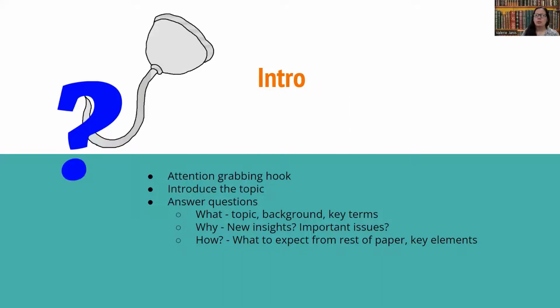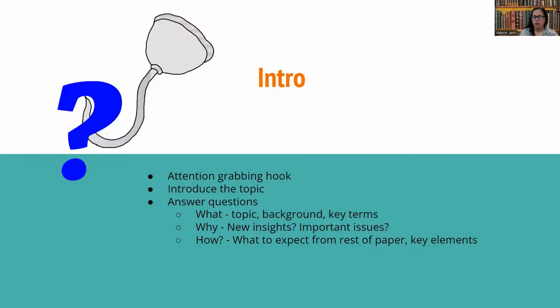All right, when you think about your intro, you want an attention-grabbing hook in that first sentence. If you're talking about gun control, what is something that would grab somebody's attention on that topic? If you're talking about boarding schools, what is a statement that you could make that would grab somebody's attention? And then introduce your topic. If you're talking about generational trauma due to boarding schools, introduce that topic, talk about it, and then answer the questions of what.